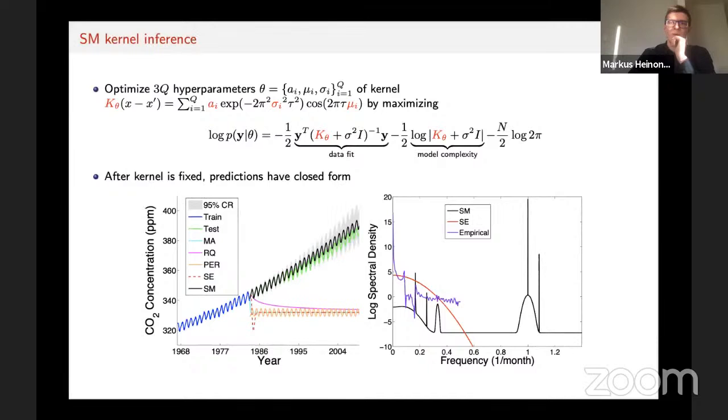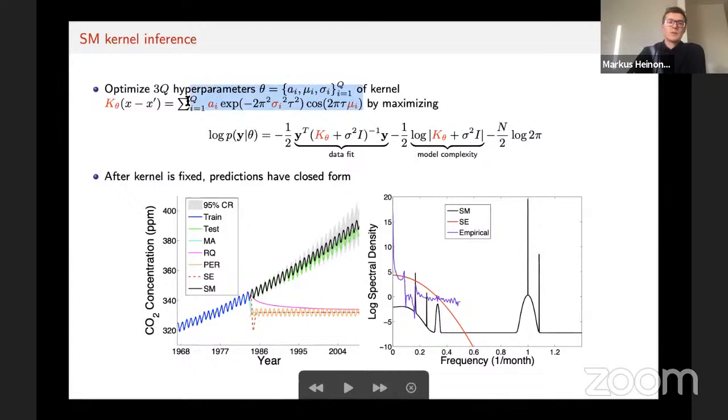Okay, so let's go back to the story. Here we have the inference part of the SM kernel. The SM kernel now has this mixture form where we have three parameters to optimize instead of just one.